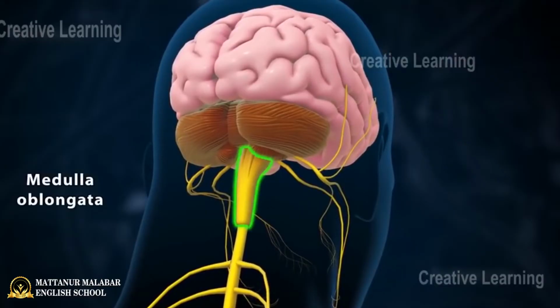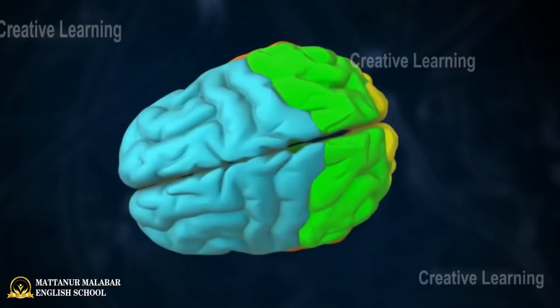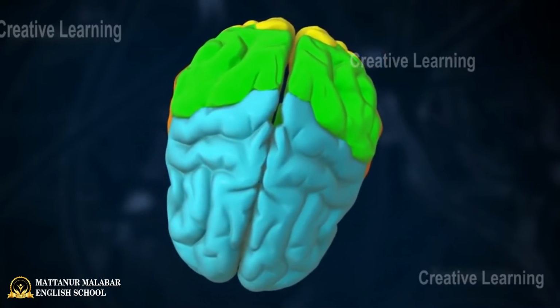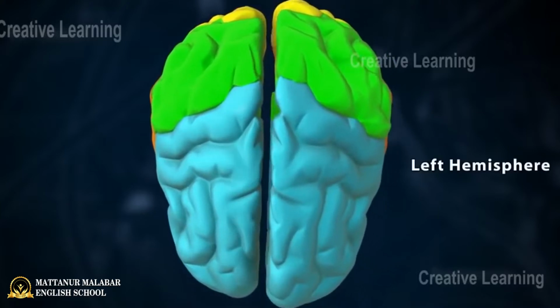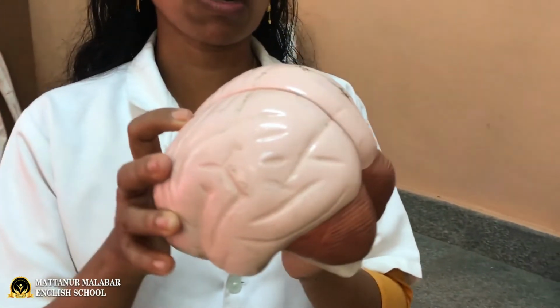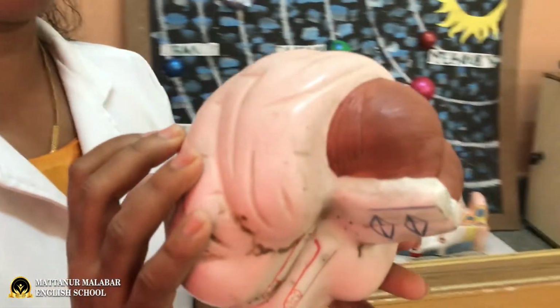central nervous system. The central nervous system contains different parts. One is our brain. Here we can see the model of our brain. Here is the structure of our brain. So here you can see different parts. You will be learning more about the brain in class 10.